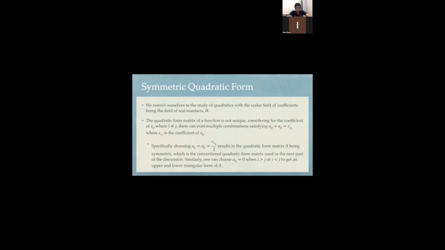This symmetric form of the quadratic form matrix has much more relevance in many practical applications, and it is the conventional quadratic form which we use when we come to the next part of this discussion. It is to be noted here that when we refer to the quadratic form, it can refer to the quadratic form matrix as well. They can be used as interchangeable terms. Similarly, if we choose aij is equal to 0 when i is greater than j, or when i is less than j, we get an upper and lower triangular form of A respectively.